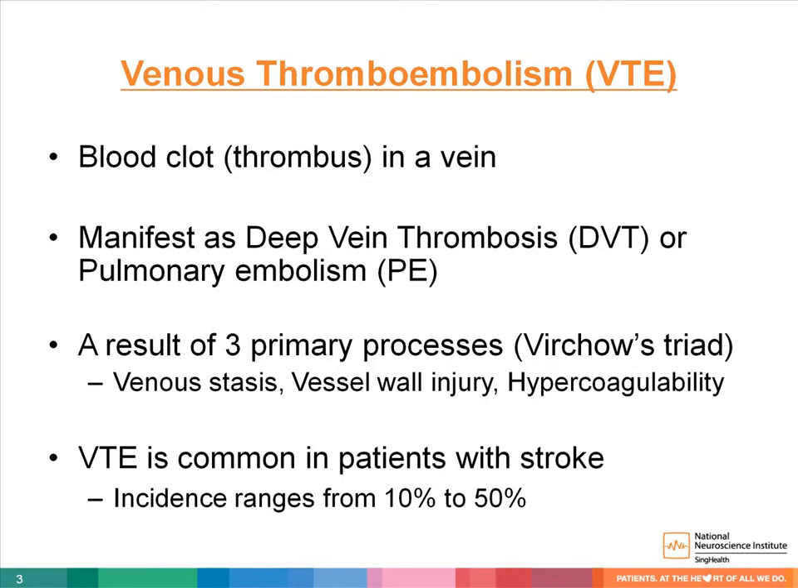Venous thrombosis is the formation of a blood clot in a vein. This often manifests as deep vein thrombosis, abbreviated as DVT, affecting the lower limb, typically in the thigh or calf. If the clot in the vein breaks off as an emboli, it can travel to the lungs, causing pulmonary embolism, abbreviated as PE. The disease process that encompasses DVT and PE collectively is known as venous thromboembolism, VTE.